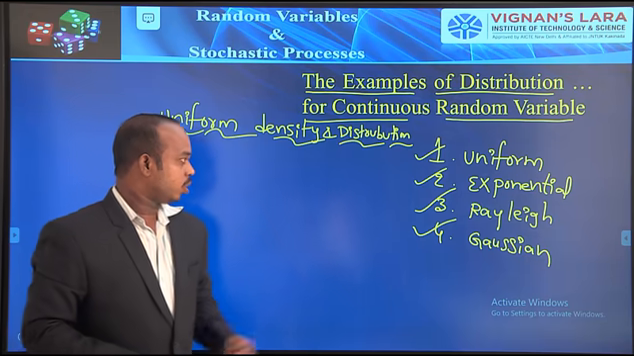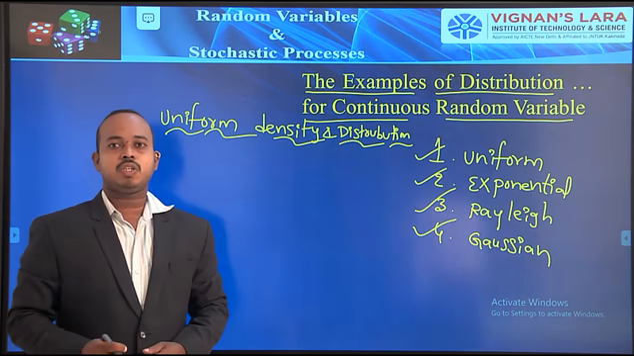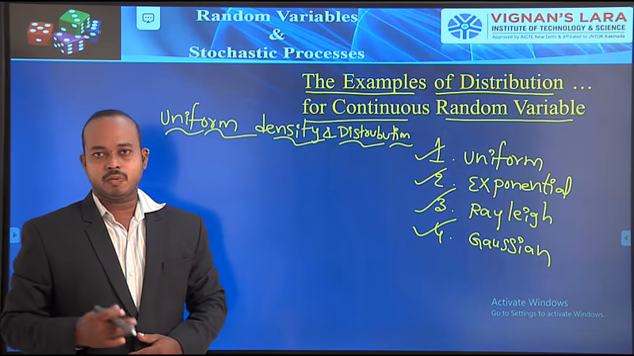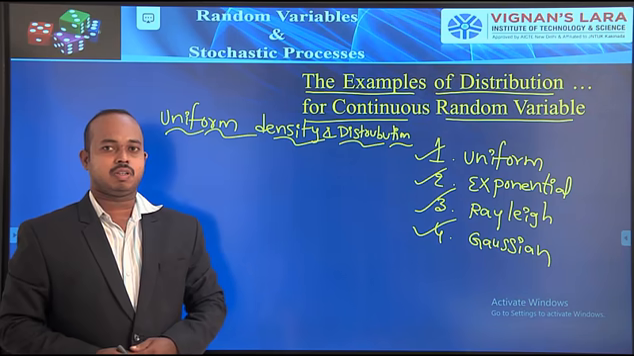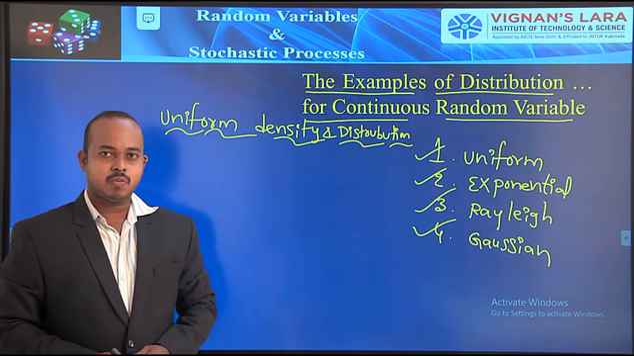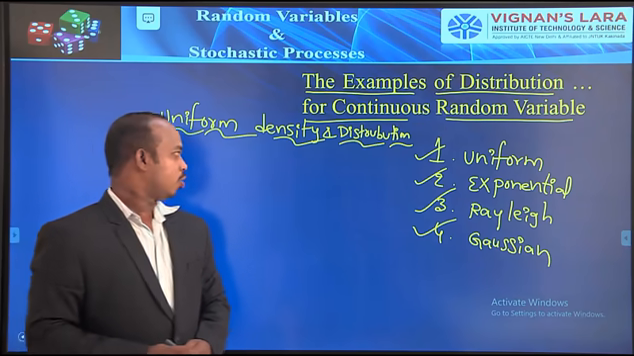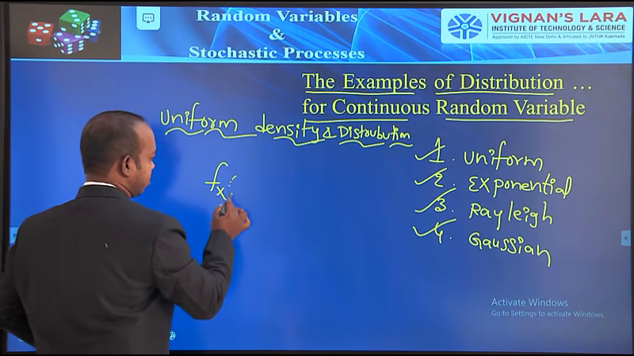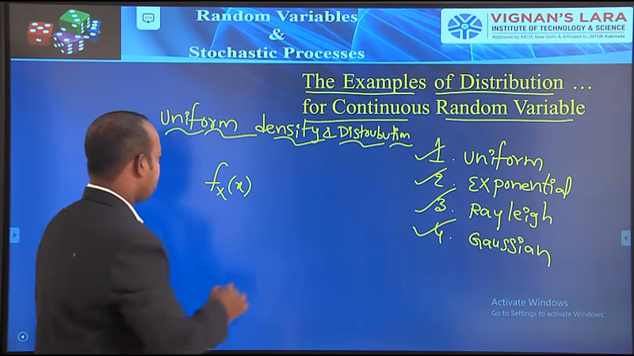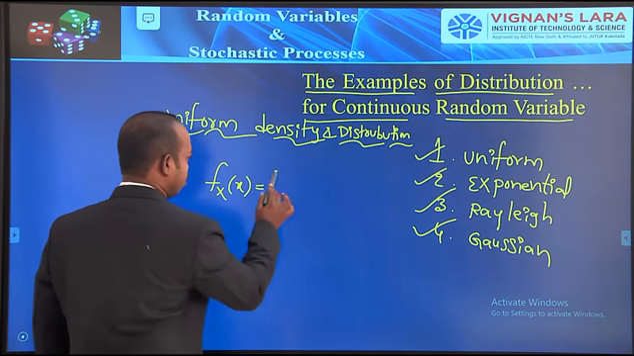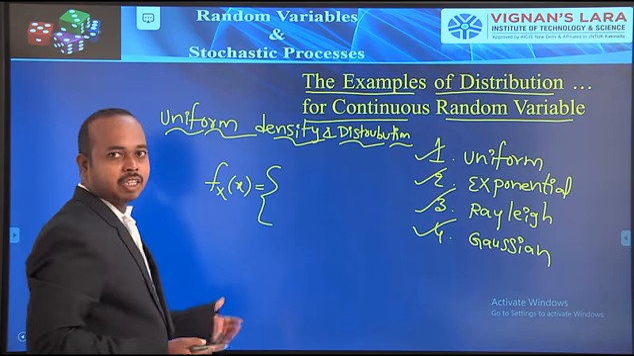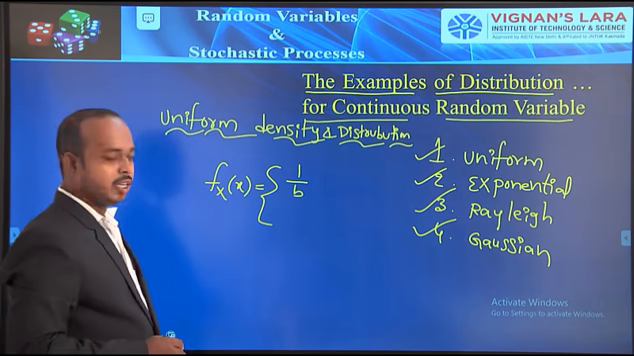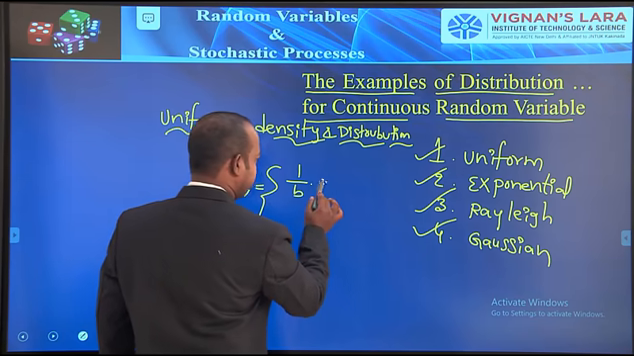Okay, students, coming to the next one. The next one is the exponential distribution and density function. What is exponential and how can we define its distribution and density function? First of all, the basic definition of an exponential density function. We write that the exponential density function f x of x is equal to 1 divided by b into the exponential term.